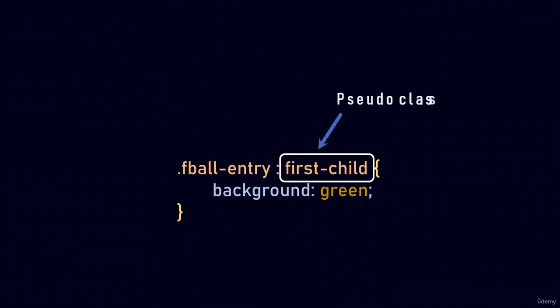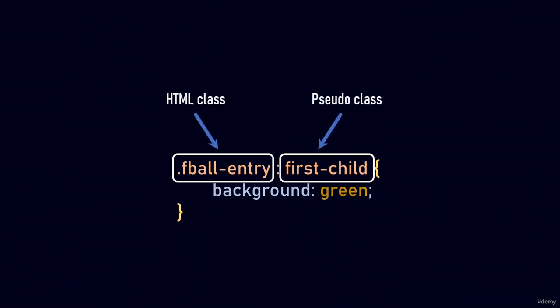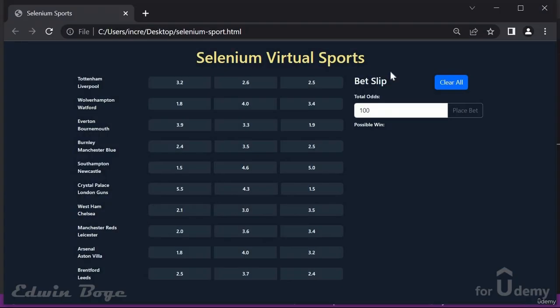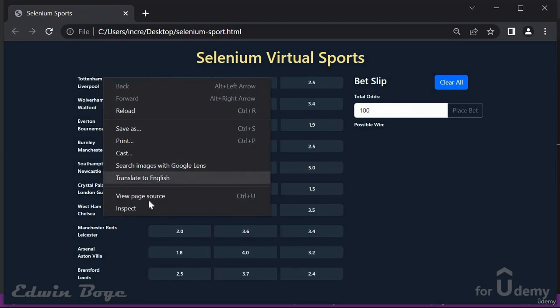Pseudo classes are denoted using a single colon and are often combined with HTML classes. We shall get into the usage of pseudo classes now. Let's take a look at the course material. We have 10 match entrants. That can be confirmed when we inspect the elements of the site.